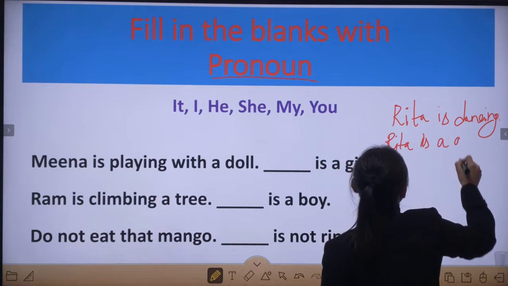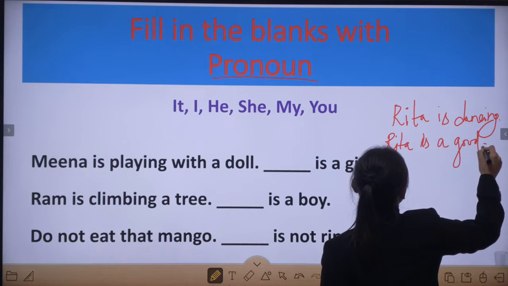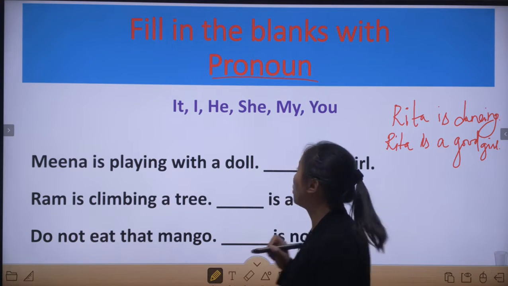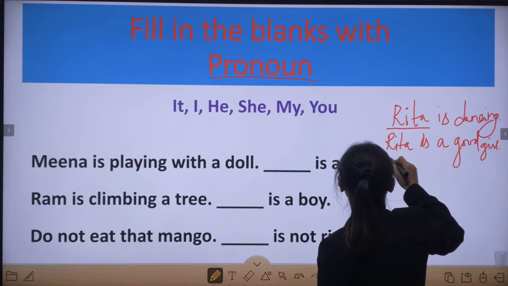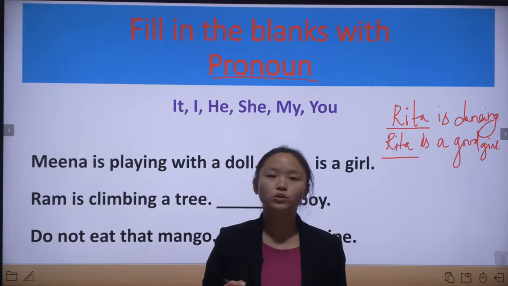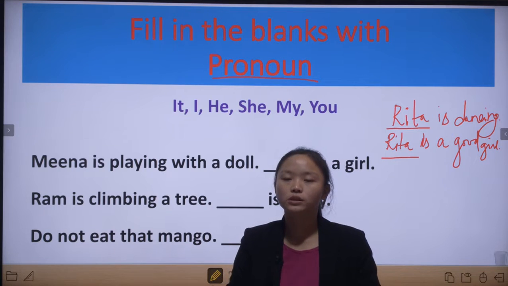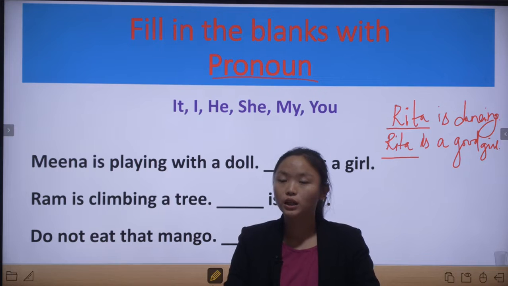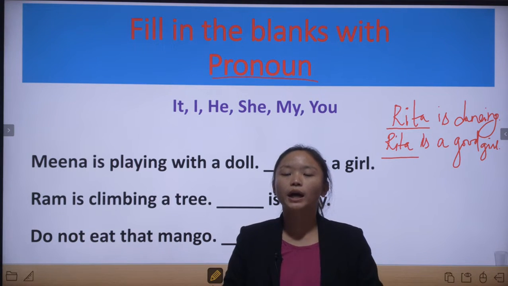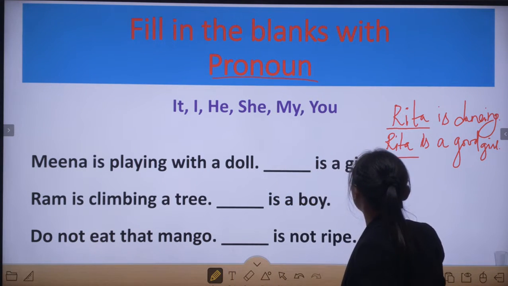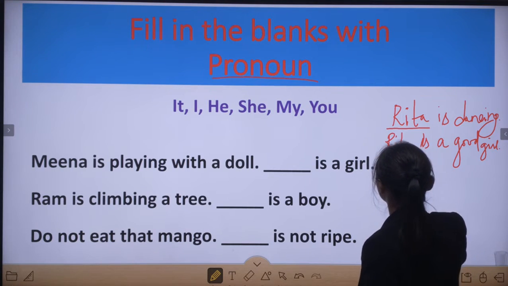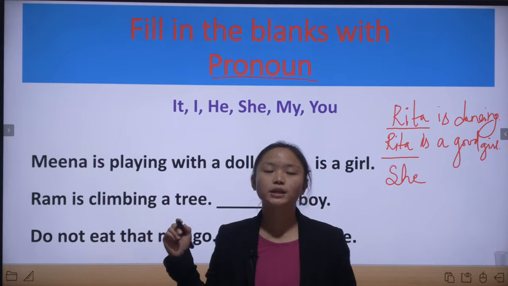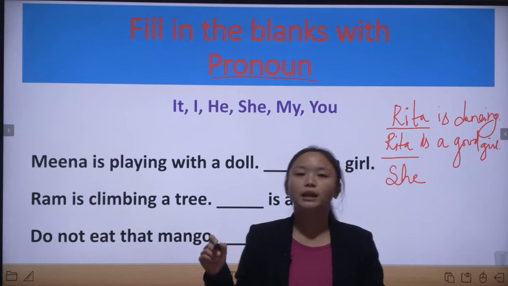a good girl. If we continue using the name again and again, Rita is doing so and so, Rita is doing so. If we again use a name, it doesn't sound good. So in place of the name of the girl or the person, instead of Rita we can write she, right. She is a good girl, she is studying, she is good at studies. So we can write it like this.